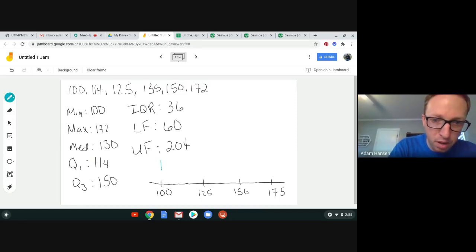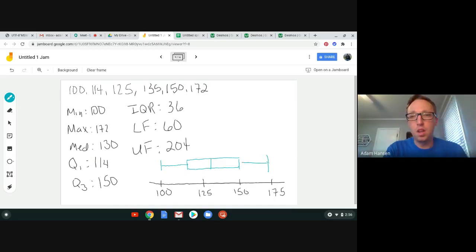Now we're going to mark this 5-number summary. We have the minimum at 100, the maximum at 172. The median is at 130. Q1 is at 114. And Q3 is at 150. Make a box around the IQR and draw a connected segment out to the min and maximum from that box. And there would be your box plot. We have no outliers, so there's no need to denote those.